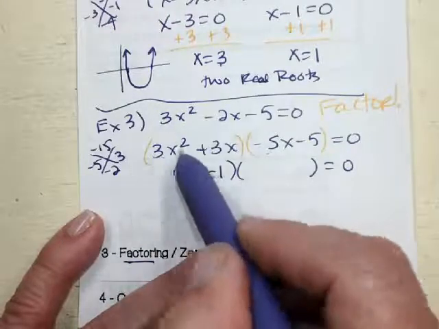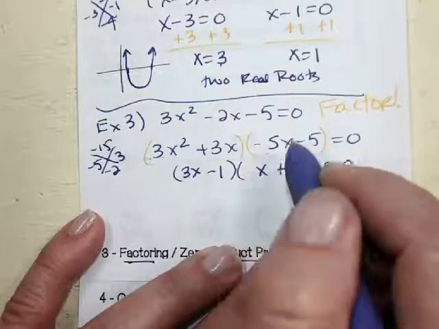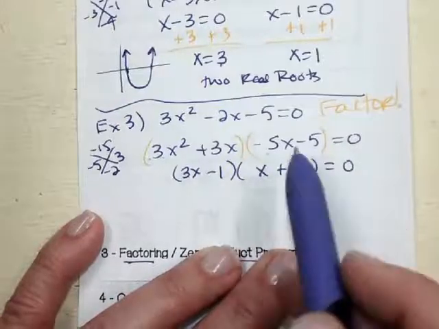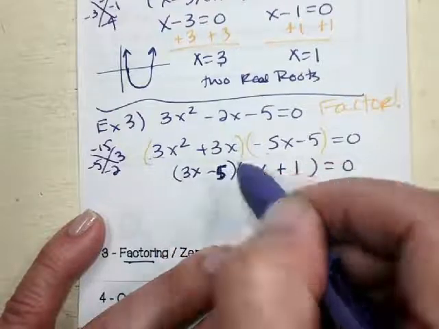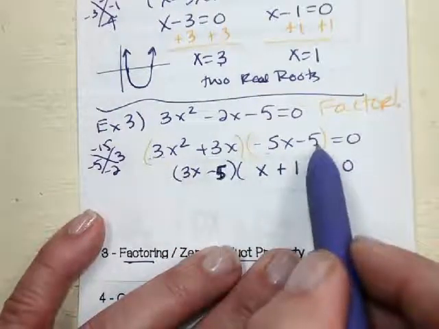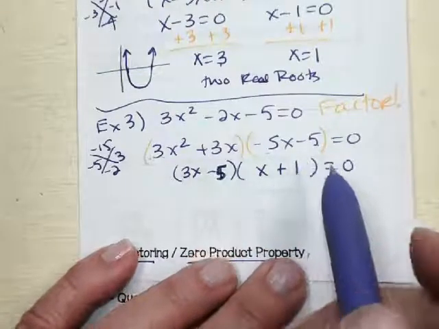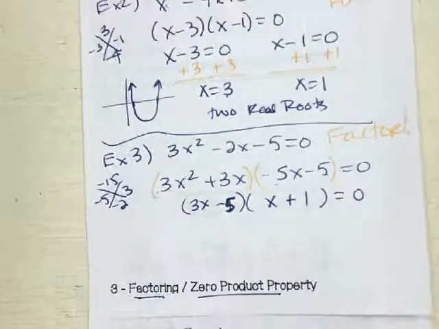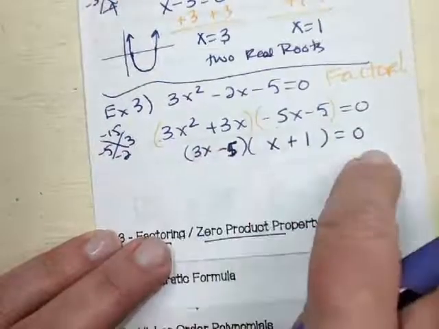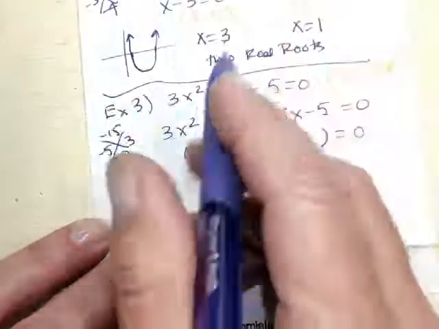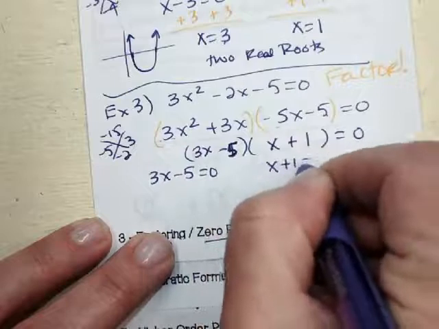If I take a 3x out of here, I'm going to get x plus 1. If I take a negative 1 out of here, I don't know why I said 1. That should have been a 5. If I take a negative 5 out of here, I'm going to get x plus 1. I'm glad I caught that before I went all the way through and finished it with the wrong answer. You probably were trying to tell me that I was wrong. Alright, so here we go. I got my 2 factors equal to 0. Apply that zero product property. This factor is 0 or this factor is 0, and I solve them.